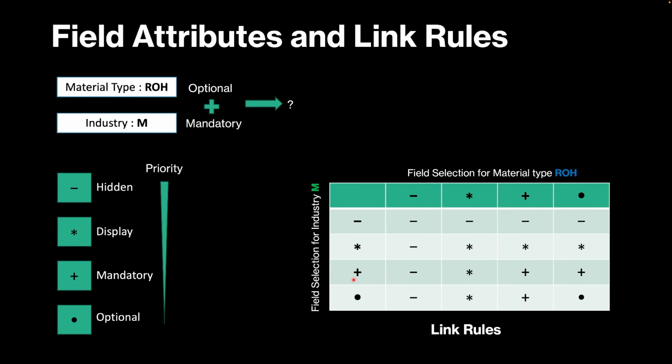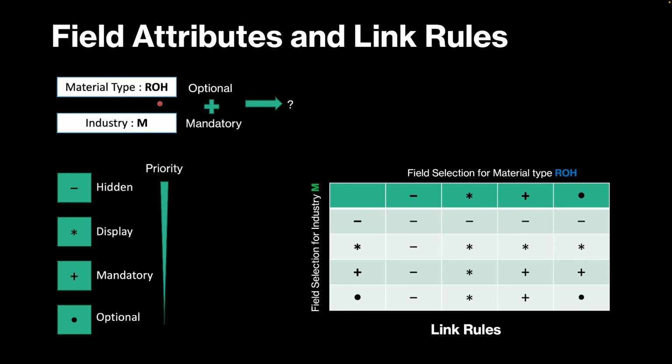So if for industry M you have field selection as mandatory, and for material type ROH you have field selection as optional, then combining these two field selections will mark that field as mandatory only. For the combination of mandatory and optional, the field will become mandatory. And finally, if you combine optional with any of these four settings, you will have the same setting available here, because optional has the lowest priority.